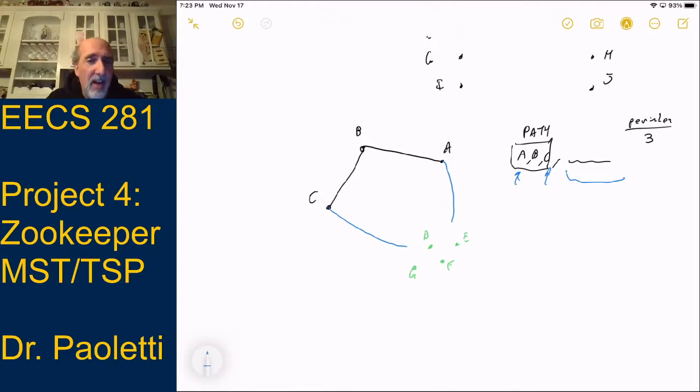Then we need to connect. So I went A, B, C, goes down to the unvisited, connect to each other, and then they go back to A. Well, that means the unvisited have to be connected to each other. And here's a key: we've got to always make a choice here that is less than or equal to reality.